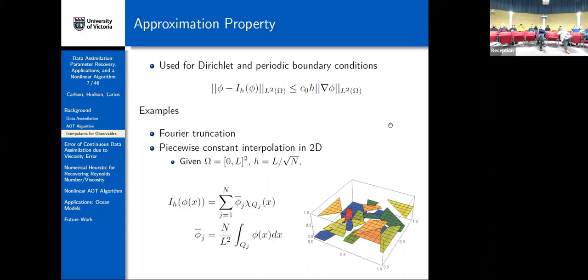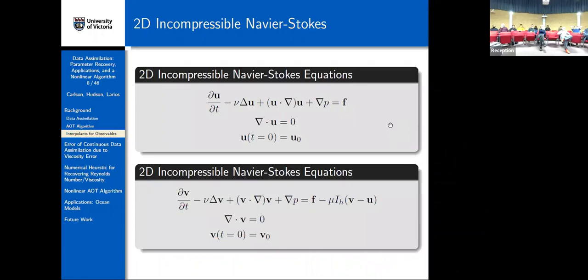Fourier truncation will also give us some insight into how we can analyze this in the context of parameter recovery as well. So, of course, we're going to look at the 2D incompressible Navier-Stokes equation.